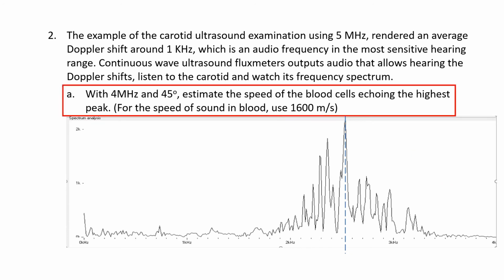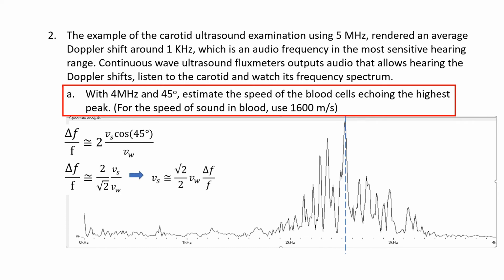Okay, let's answer question A and estimate the speed of the blood cells echoing the highest peak. From the radar gun, we learned that for velocities much lower than the wave, the Doppler shift was twice the distance rate over the wave speed. The distance rate is not the velocity of the blood cells, but only its component in the direction of the receiver, replacing the cosine of 45 degrees with 1 over square root of 2. Now we isolate the velocity of the source v sub s. It's time to replace the symbols with its values.